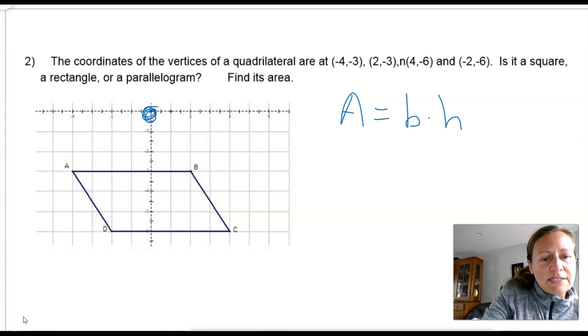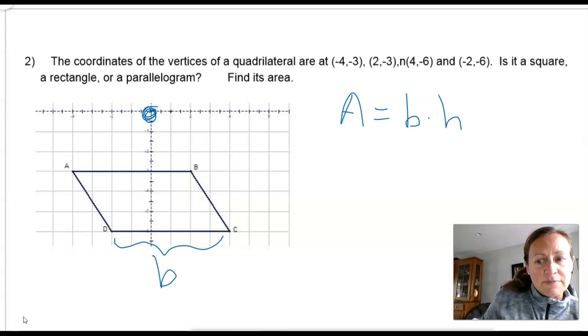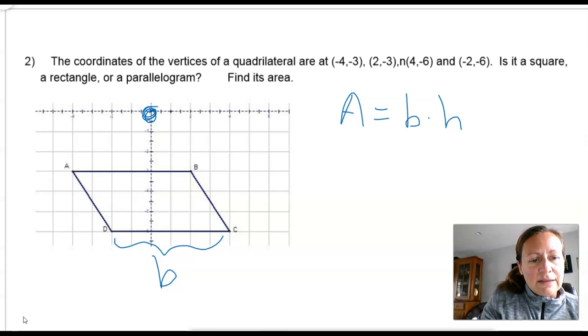In this case, I'm going to designate DC as the base. To me, it just makes sense that the bottom side would be the base. And I can count on the coordinate plane. It's 4 units on this side and 2 units on this side. It's a total of 6 units, so B equals 6.